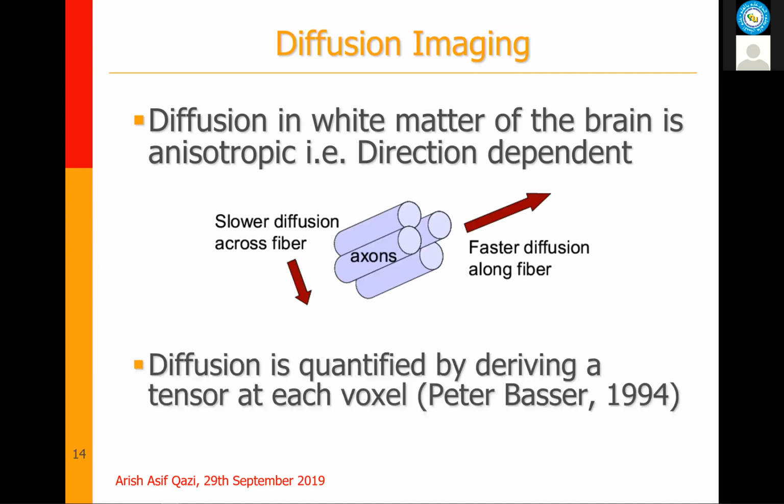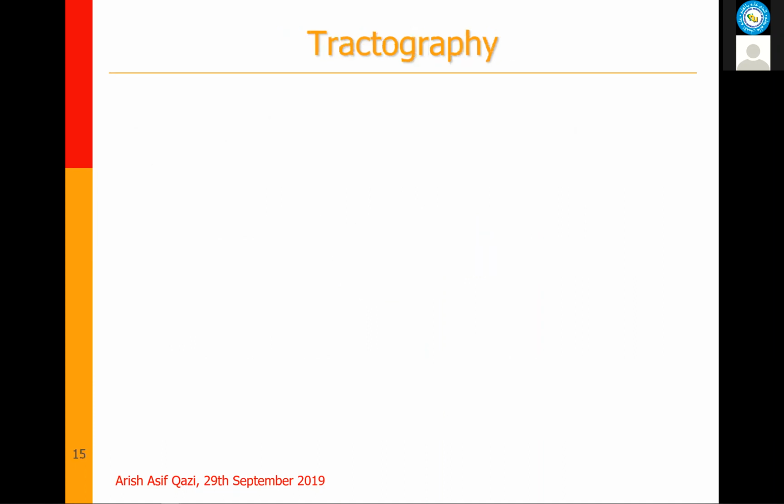Now, Peter Basser in '94 developed a mathematical model. At each location of the diffusion image, he quantified a tensor. A tensor is a mathematical entity; in layman's terms, it's like a 3x3 matrix. He quantified a tensor at each location, and then the tensor is diagonalized, resulting in three eigenvectors. So the idea is to use the tensor to map these pathways in the brain.